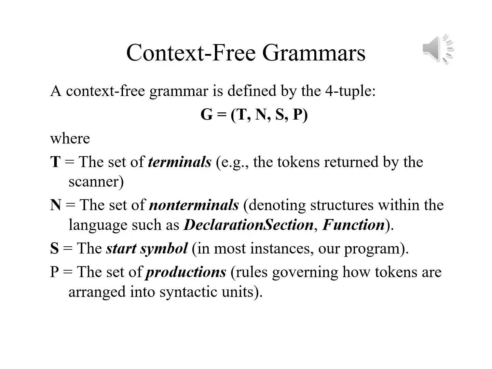P. T is the set of terminals, for example, the tokens that are returned by the scanner. N is the set of non-terminals, aggregates that denote structures such as declaration section, function, or expression. S is the start symbol, a non-terminal from the set of non-terminals that describes the whole thing that we are parsing. In most cases, that will be our program. And P is a set of productions, a set of rules governing how tokens are arranged to form syntactic units that make up our program.